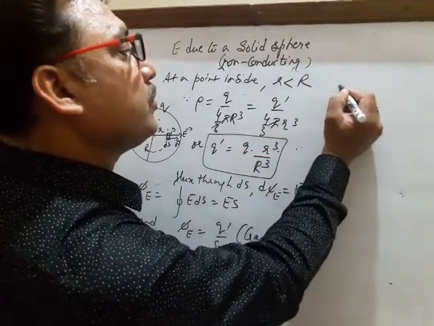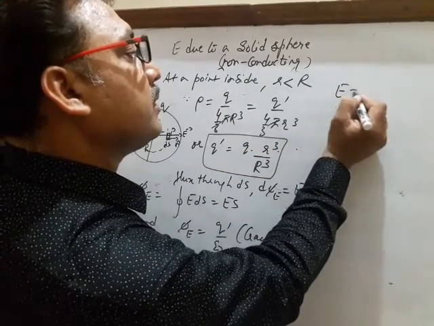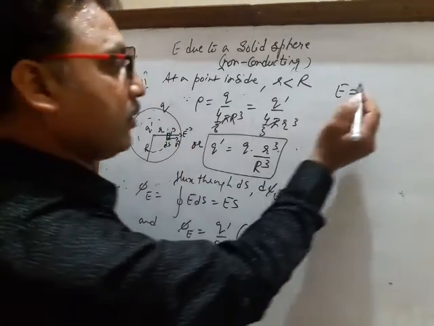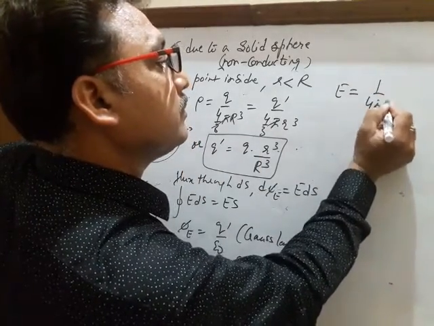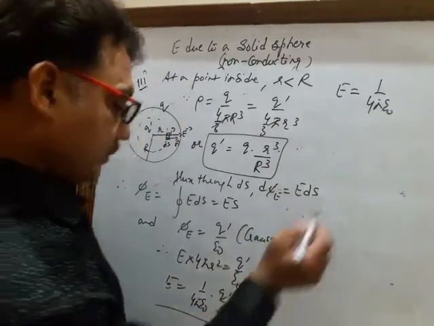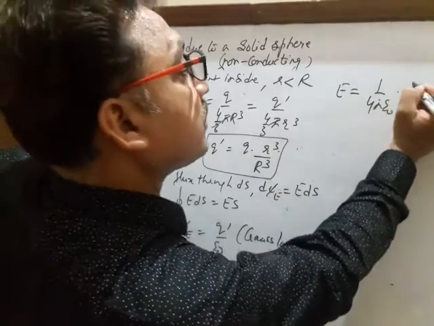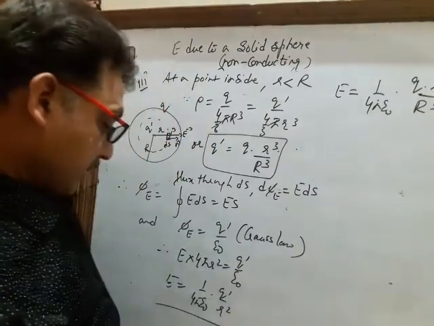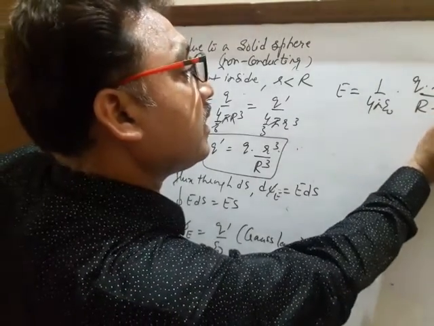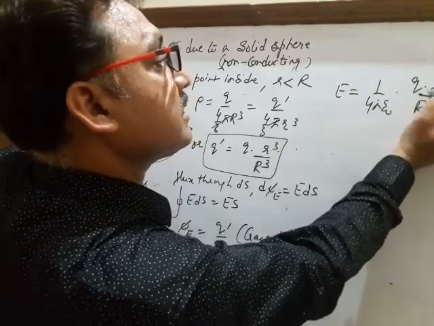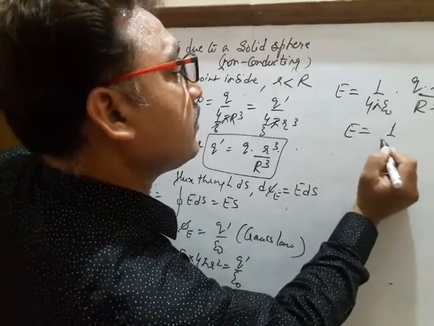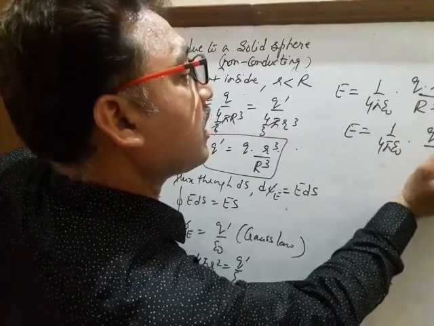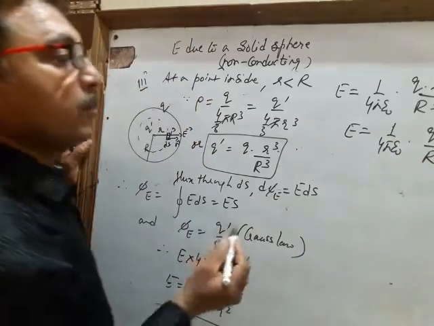So what you do, substitute the value of Q dash, this one which I told you. For Q dash you will write Q into small r cube upon capital R cube, no? R square is already there, so this cancels out. So E equal to 1 by 4 pi epsilon naught Q into small r upon capital R cube. But what is Q?